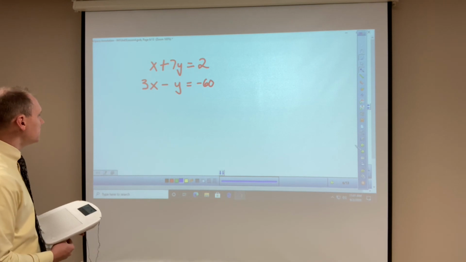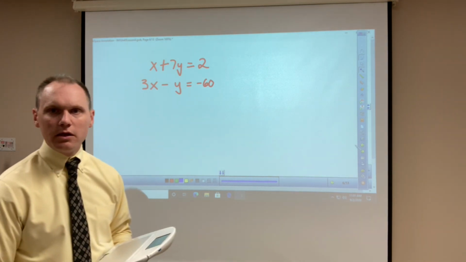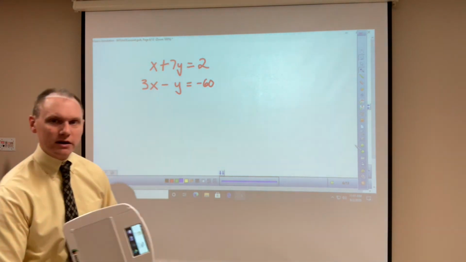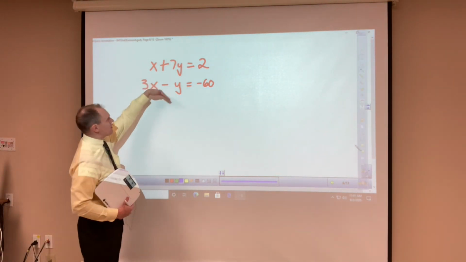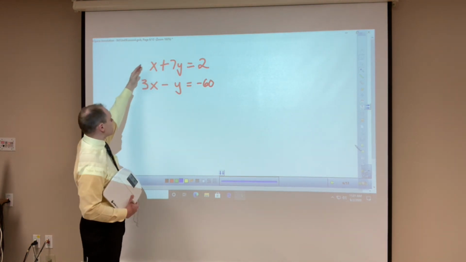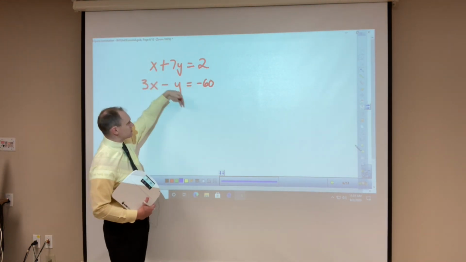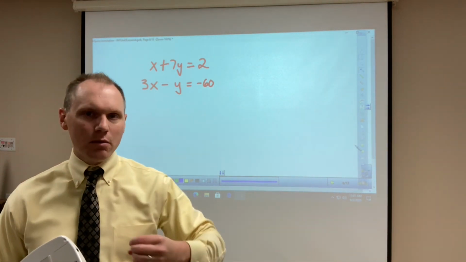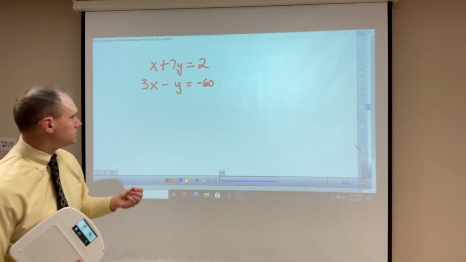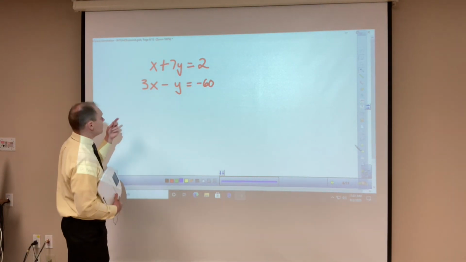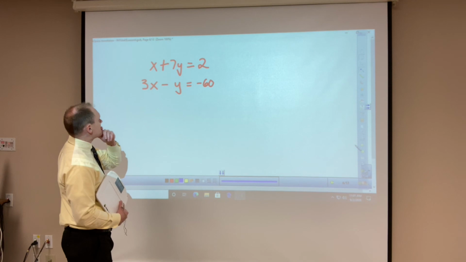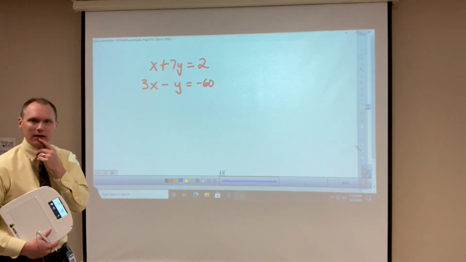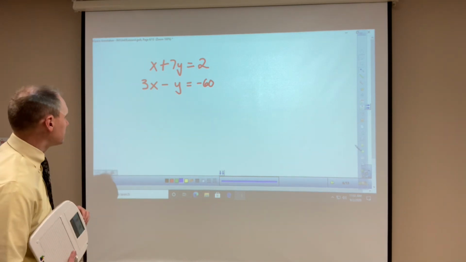All right, so let me show you one more here that you're actually going to need to multiply one of the equations by a number. Because right now, there's nothing that automatically eliminates here. We can't add or subtract the x's to get 0. We can't add or subtract the y's to get 0. So we've got to multiply one of the equations by a number so that that does happen. Okay? So think to yourself, what would you multiply by and why in order for that to be the case?